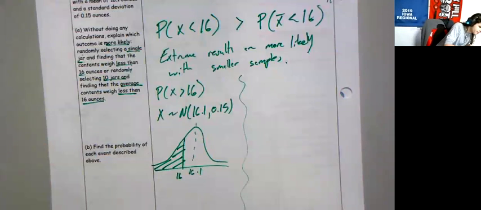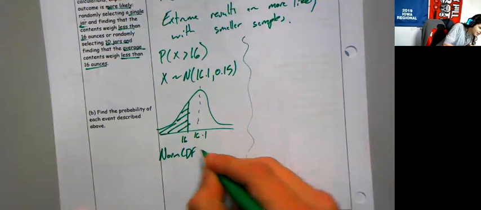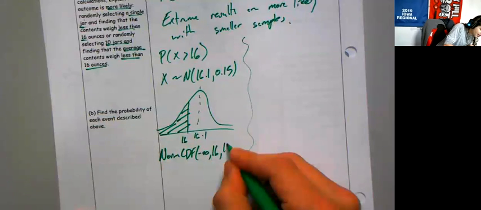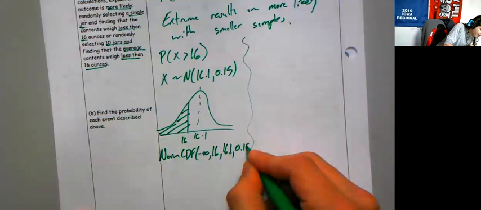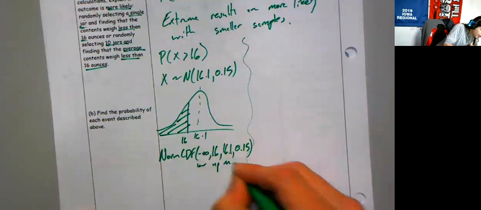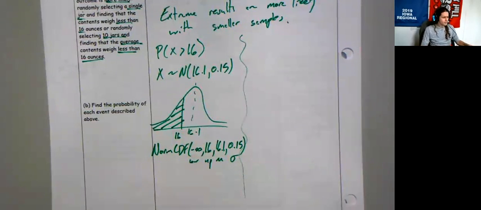Norm CDF. Knock it out. Norm CDF, lower bound, upper bound, mean, standard deviation, negative infinity up to 16. Mean is 16.1, standard deviation 0.15. And I'll label those low, up, mu, and sigma. I'll look at the key in a moment to find those values. Need to be able to do that.